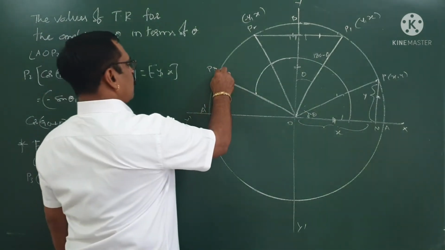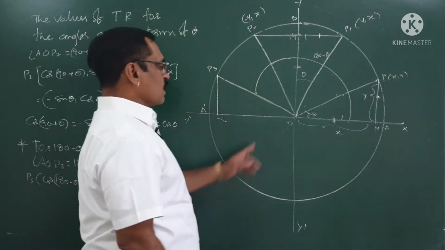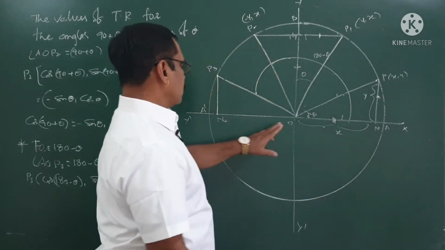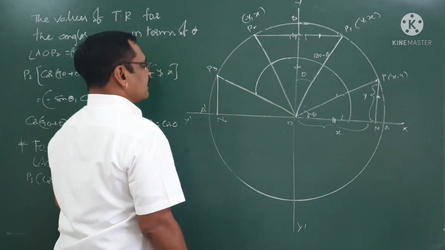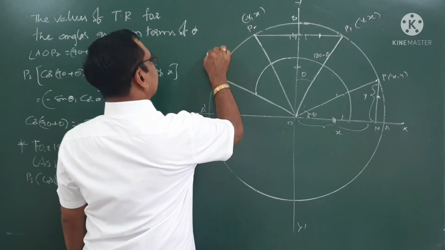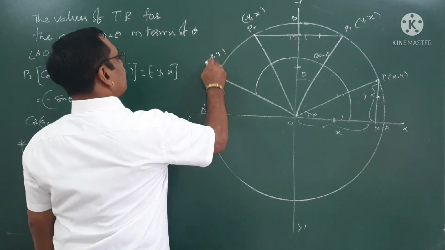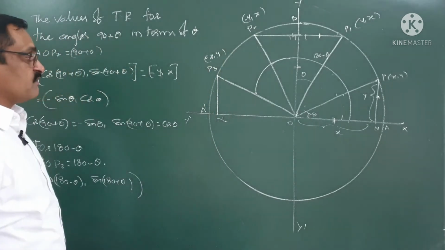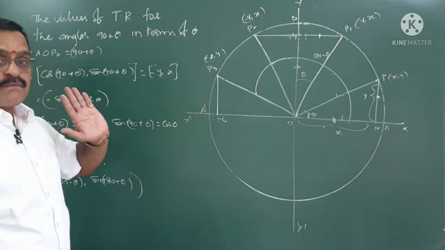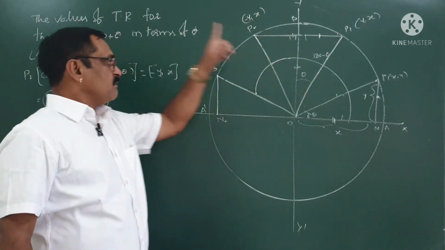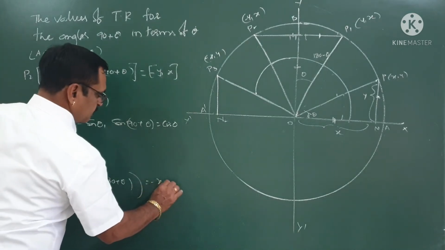Okay, now draw a perpendicular line, and the triangles are congruent with each other. Based on the congruence law, this will again be x comma y. But this x is along the negative x-axis, so it becomes minus x comma y. That means when OA rotates to 180 minus theta, the point P x comma y will become minus x comma y.